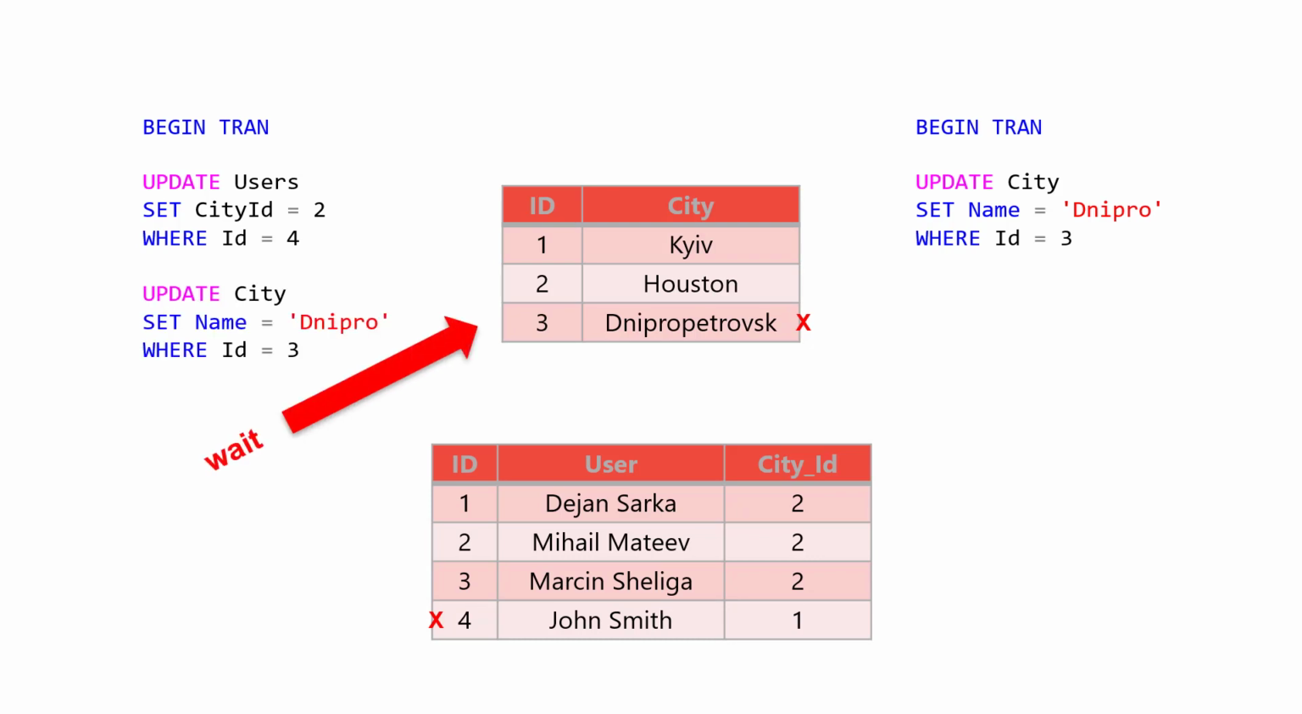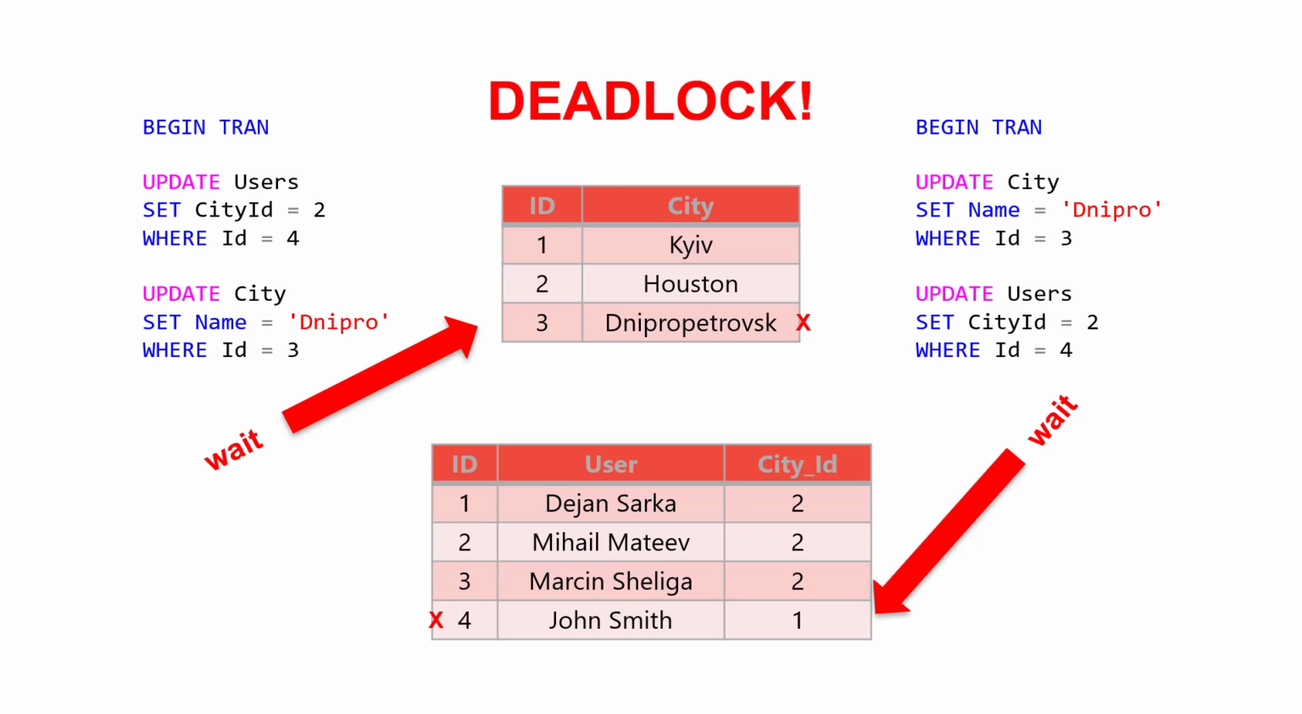Now, the first transaction is trying to update the cities table, and it can't because there is already an exclusive lock on row number 3, so the first transaction will wait. The second transaction is trying to update users, and again this operation can't be finished, because this transaction needs to wait for transaction number 1 to release the lock. We have a deadlock. None of these sessions can be finished.